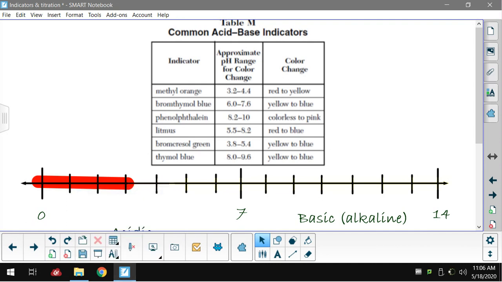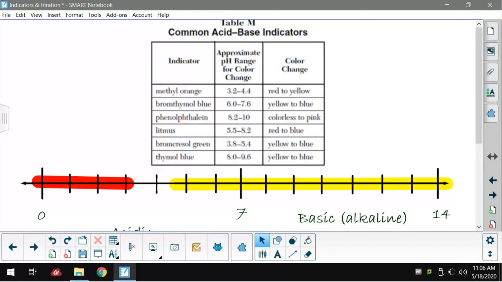It is 3.2 or less. It doesn't tell you exactly where it is, but it just says there's a pH there that is 3.2 or less. You don't know, could be 1, could be 2, could be 1.4. You don't know for sure, but you just know that the pH is 3.2 or less.